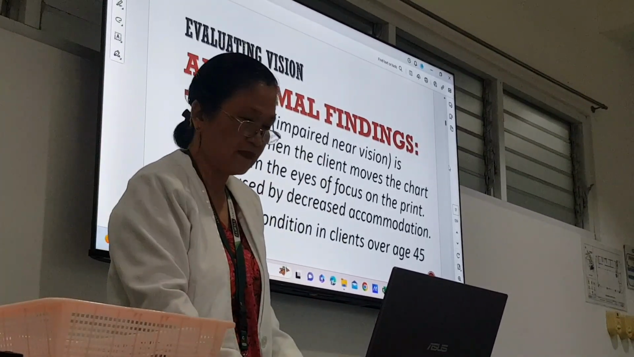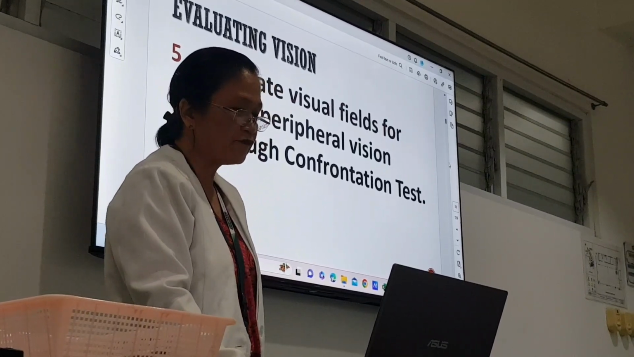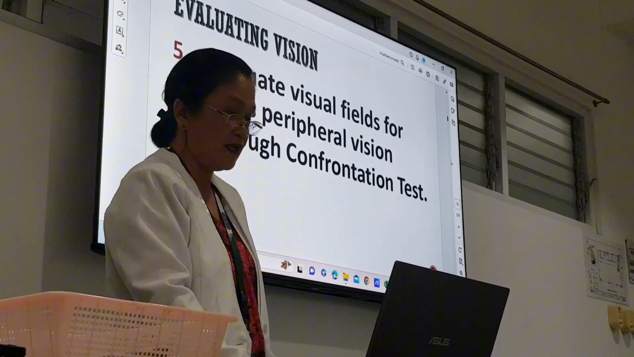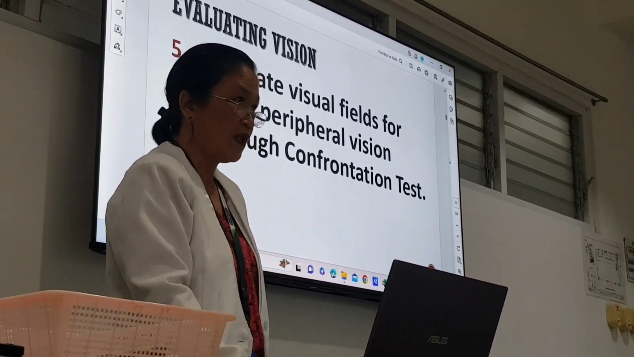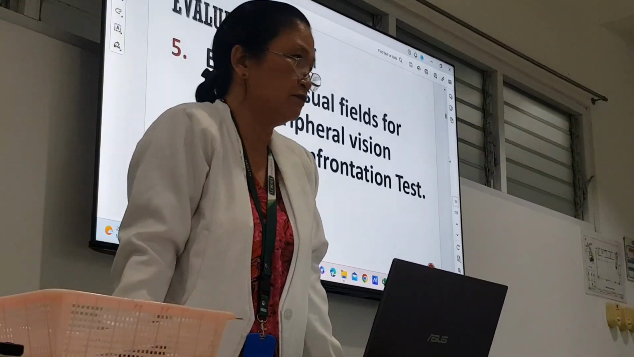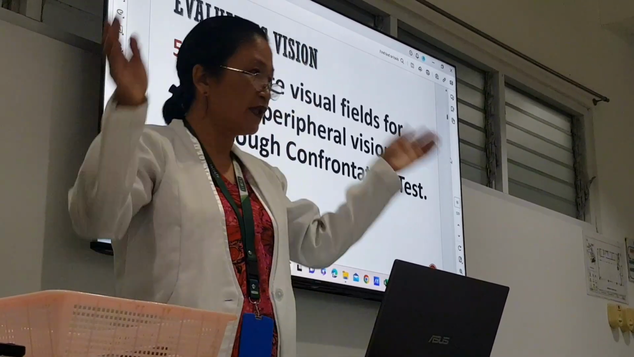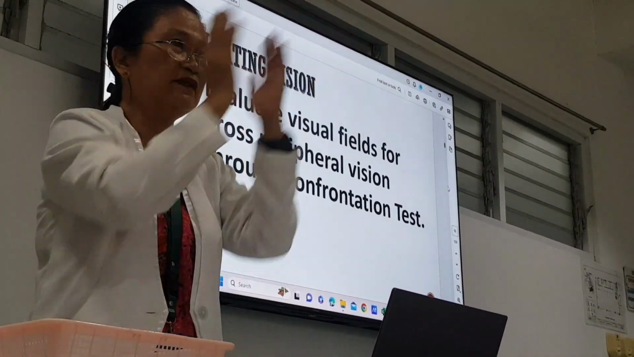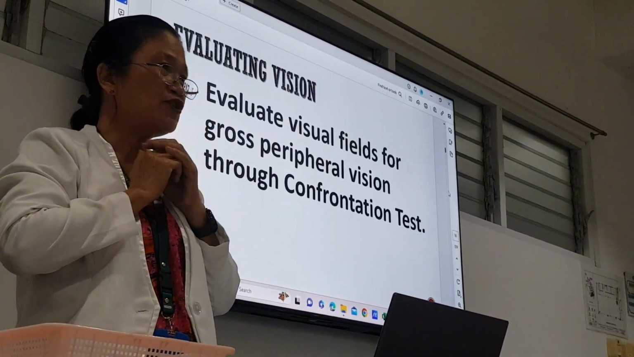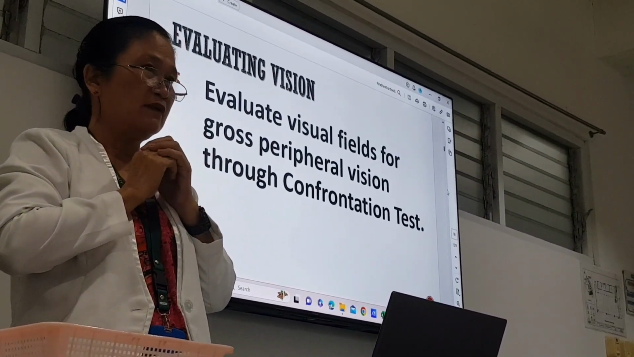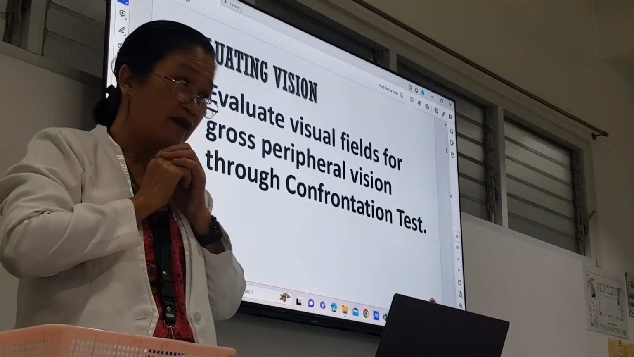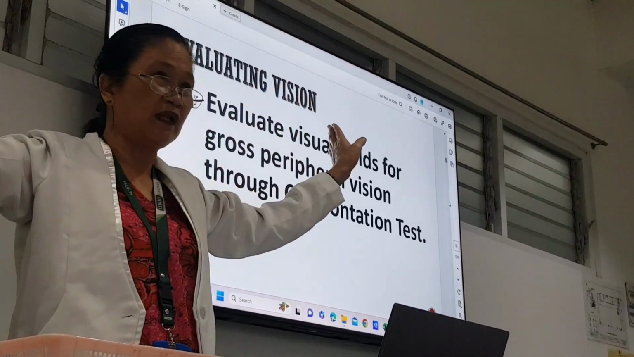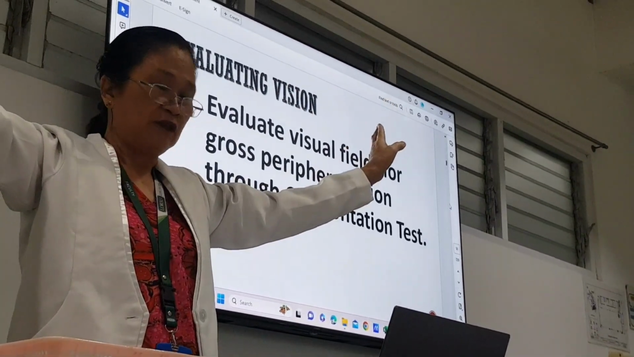Okay? Next, evaluate visual fields for gross peripheral vision through confrontation test. Ito na yung peripheral vision. What is your peripheral vision? Pag diretso, what vision? That is your central vision. Di ba diretso lang siya? Dito yung peripheral mo. Pag ganyan. Okay, this one.